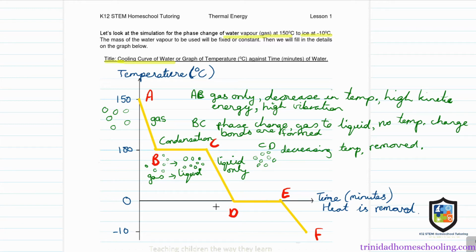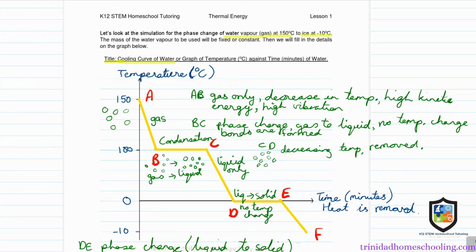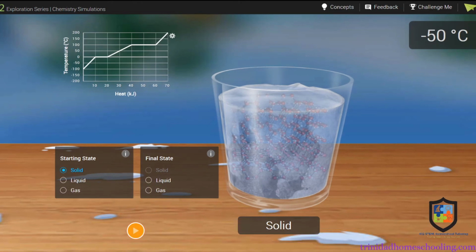DE here is another phase change, from liquid to solid. So here we have both liquid and solid states, and we have no temperature change, because bonds are being formed. We saw in the simulation what the bonds look like: they were the black lines between the water molecules. So here's what that looked like.